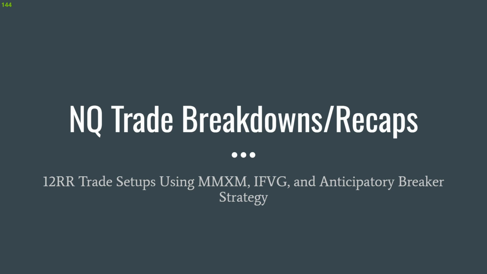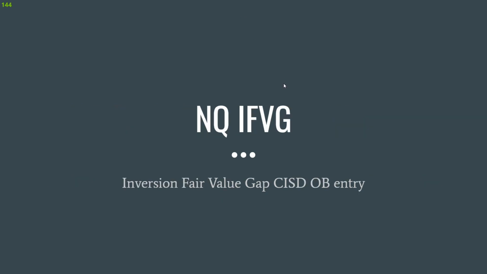I am CJ, and today I will be going over my NASDAQ or NQ futures contract trade breakdowns slash recaps. It was about 12 RR throughout the trade setups using market maker models, inversion fair value gaps, and the anticipatory breaker strategy. It's probably a little more or a little less, but I wasn't able to capture it all. But without further ado, let's just get into this recap.